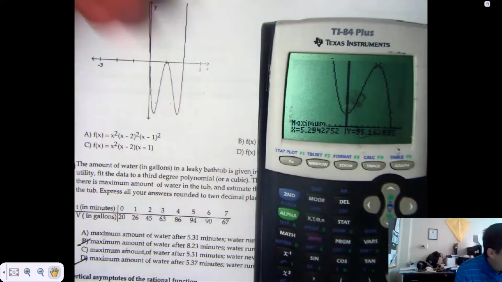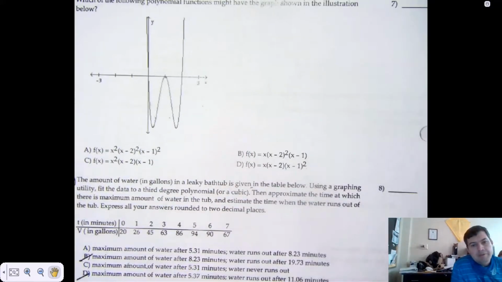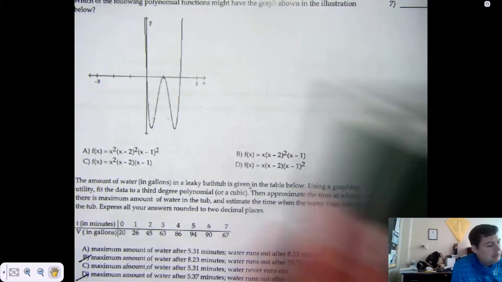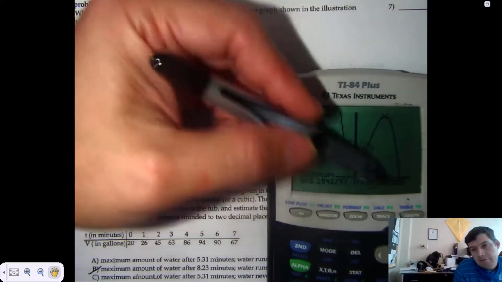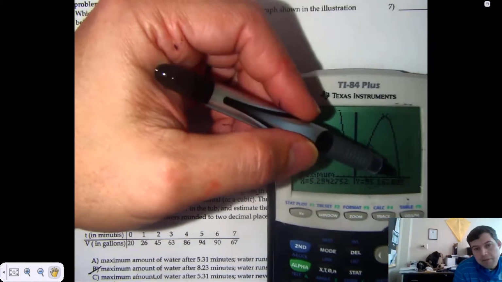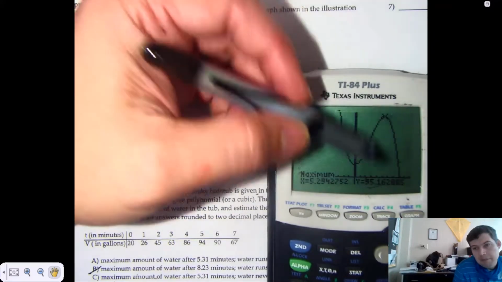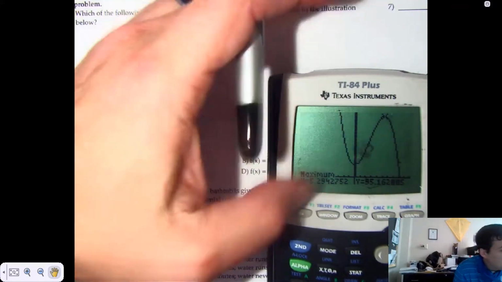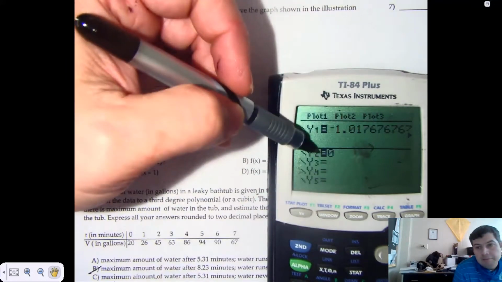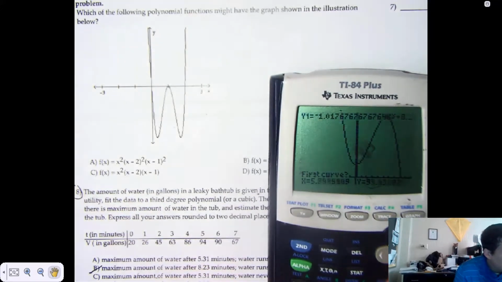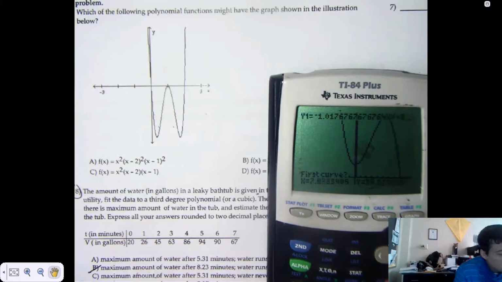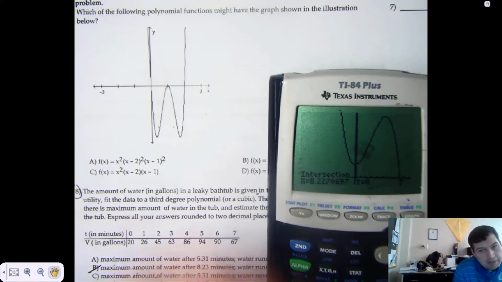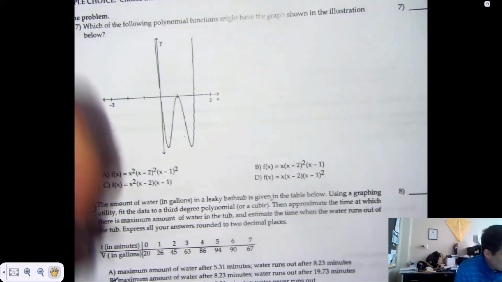Now, several kids who did this in class didn't know how to figure out when it ran out of water. This is where you run out of water. There is no water in the tub because Y is the water in the tub. So here there's no Y, there's no water in the tub. So I have a 0 on Y2 so that I can use the intersect feature. And all I got to do is get that cursor close to it. And when it's close, I press enter once, twice, thrice. 8.22 seconds. That makes it choice A.